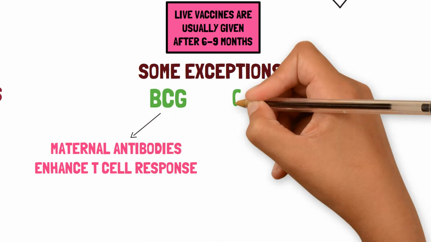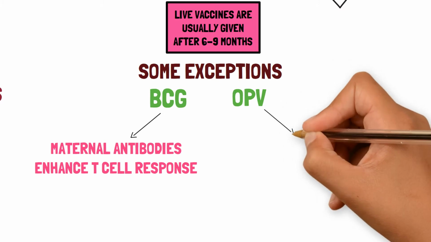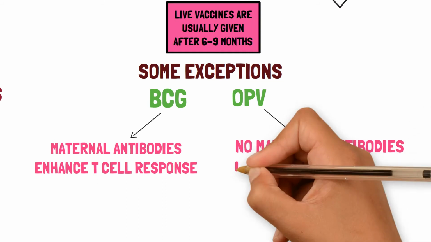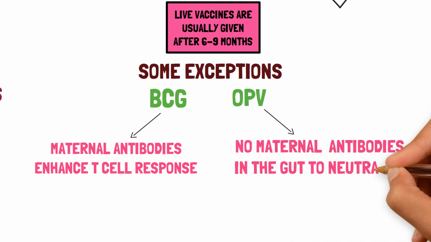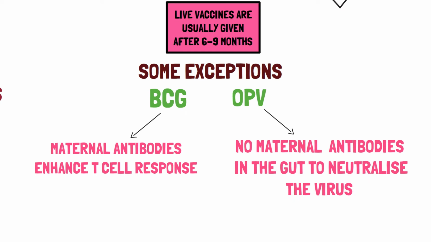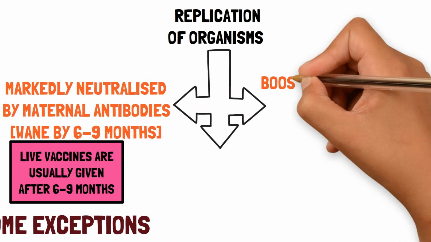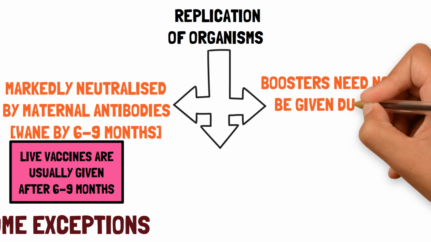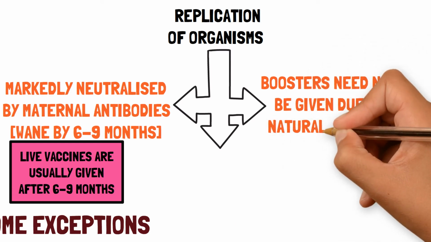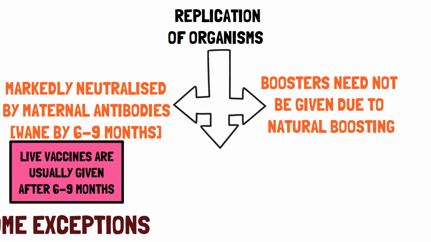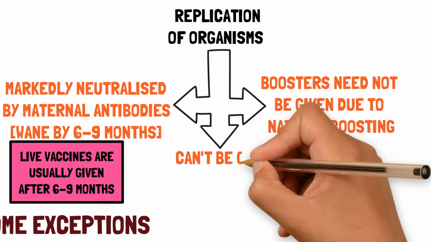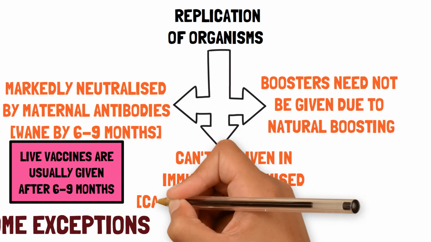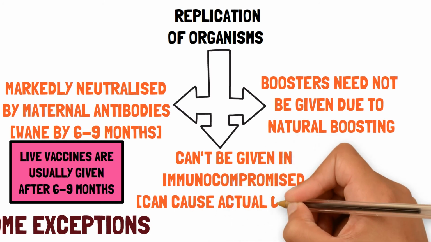Another one is the oral polio vaccine. Here there are no maternal IgA antibodies in the infant's gut to neutralize the virus present in the vaccine. And the replication causes a constant source of antigen. This persistent exposure to antigen causes natural boosting. So boosters are usually not needed. And because of this replication, they cannot be given in the immunocompromised because they can cause actual disease.